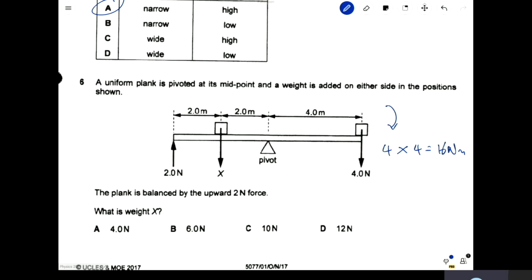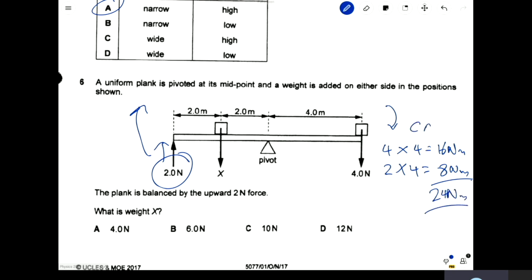Now is that all the clockwise moment? No, that's not all. Still got this one. Now look at this thing pointing upwards. Is this clockwise or anti-clockwise? It's clockwise. It's pointing upwards, so it's going this direction. So it's very tricky. You have to take 2 times 4, so equals 8 Newton meter. So you add together, it's 24. So clockwise moment is 24 Newton meter.